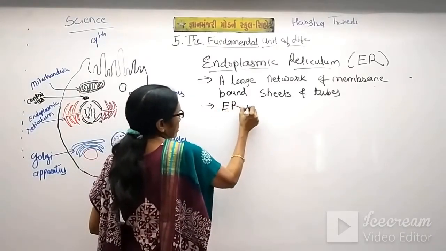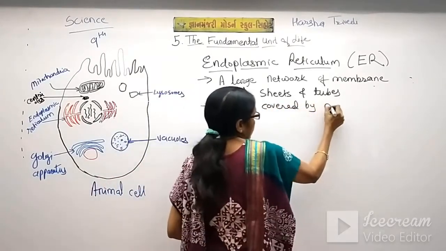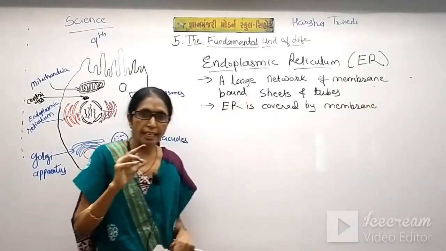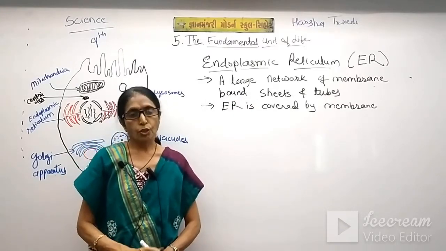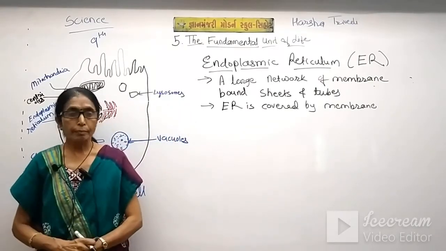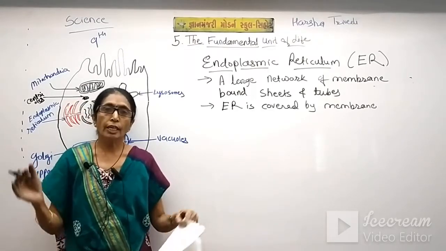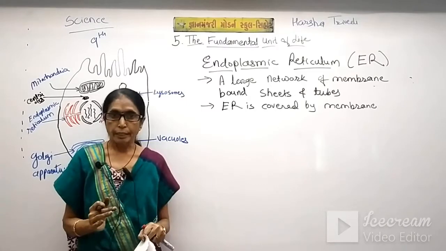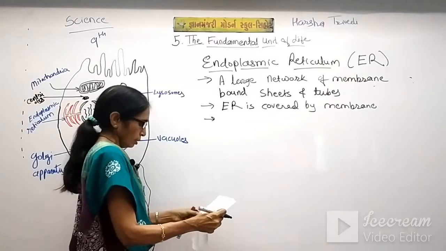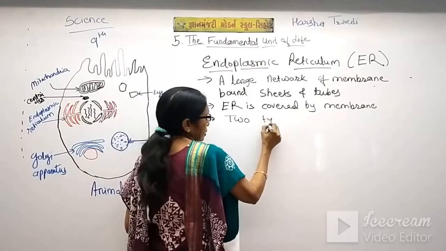Endoplasmic reticulum is covered by membrane. The covering of the cell is called plasma membrane. The cover of the nucleus is called nuclear membrane. Like that, ER is also covered by membrane. So it is called a membrane bound organelle, which means it has a specific space inside the cell. There are two types, which I have already explained.